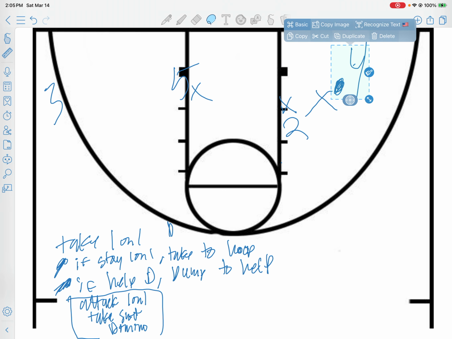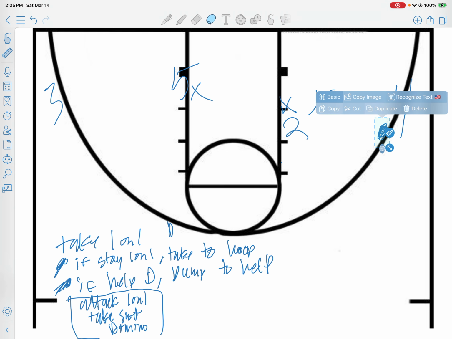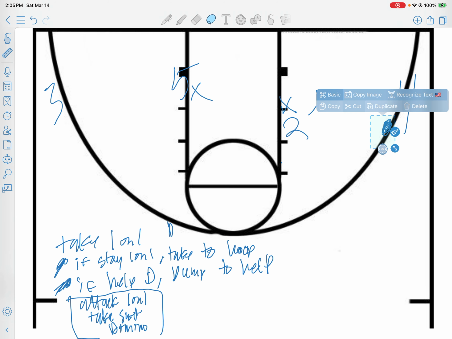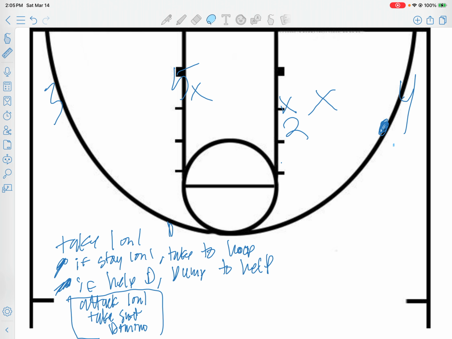But again, keep in mind, if you don't pop up for the shot or if you don't drive, look at if the 2 recovers or the 1 is up here, look at starting a domino. Right? Starting a domino.